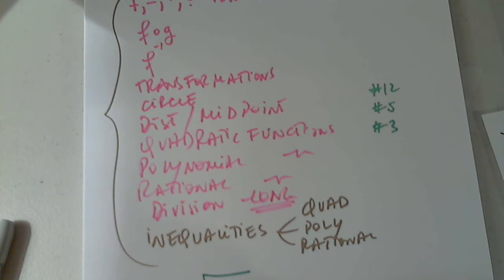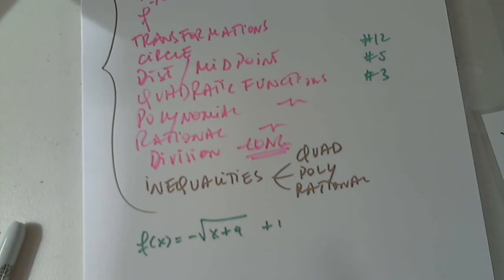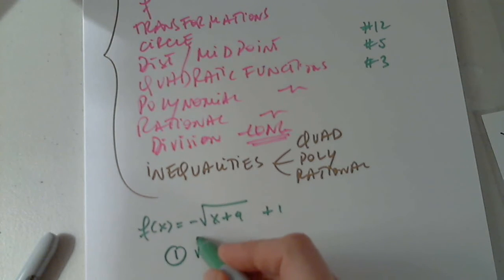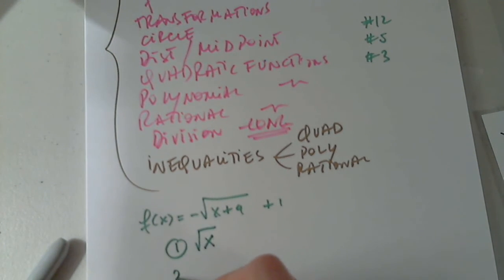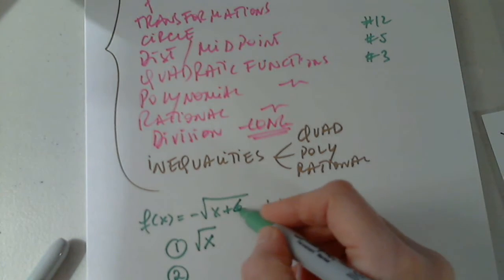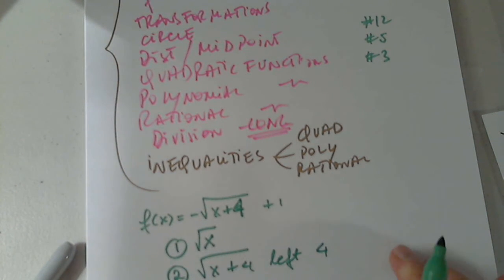Negative the square root of x plus 4 plus 1. So we are asked to graph using transformations, but also we will determine the x and y intercepts algebraically. So number one, I know that the base function is the square root of x. In number two, I know it's shifted. This is 4. I know it's shifted 4 to the left. So the square root of x plus 4, left 4.